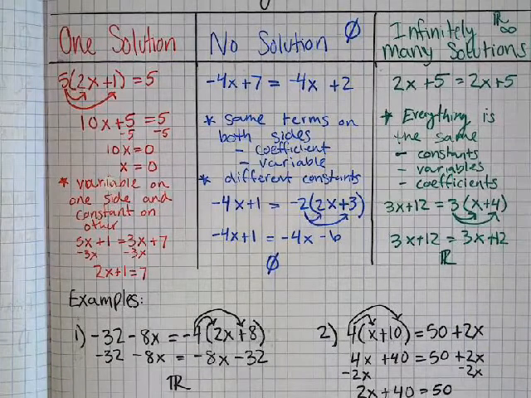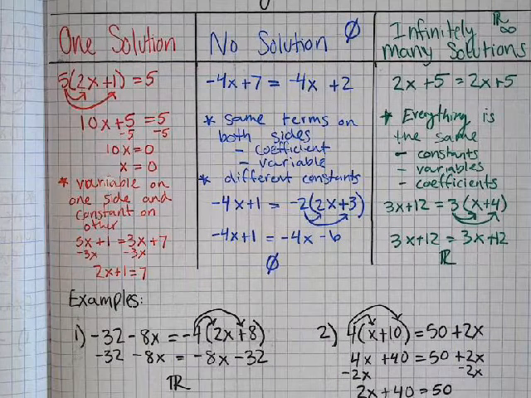All right. So these are one solution, no solution, and infinitely many solutions.